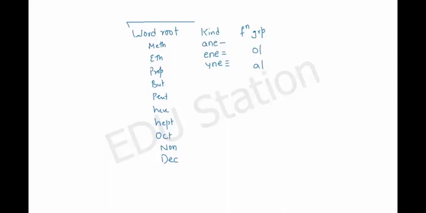This order is the key for IUPAC naming. You do not alter this order. Word root followed by kind followed by principal functional group. Let's say using this we have to name CH3, CH double bond CH, CHOH, CH3.